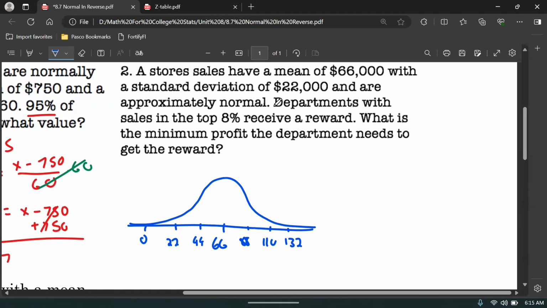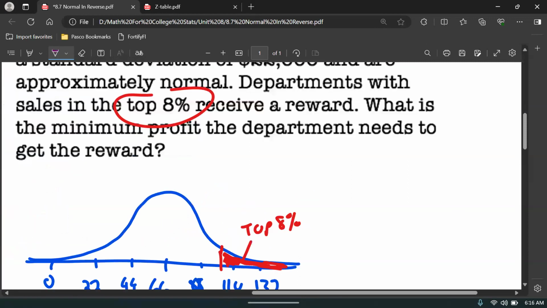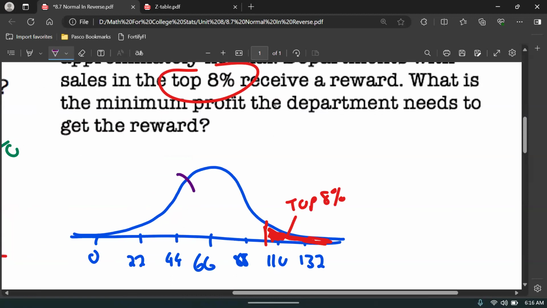All right. Now, top 8%. Think about that, right? Top 8% is going to be on the upper end, right? So top 8 would be over here, somewhere on this right side. Now, top 8, though, is the same thing as separating the lower 92%. And that's going to be helpful for anybody with one of those calculators from school, because the lower side is 92%, the top side is 8%.